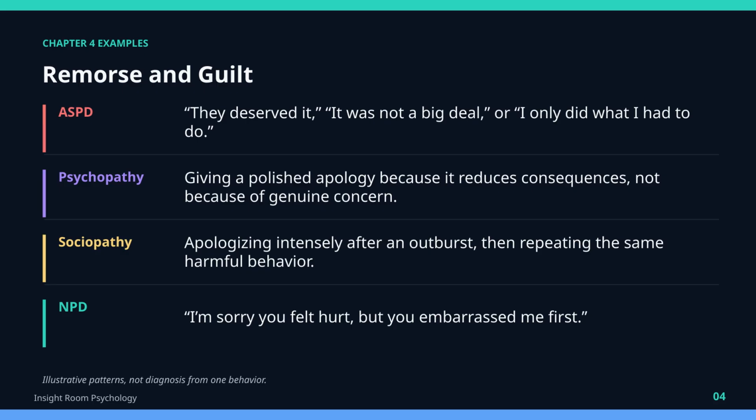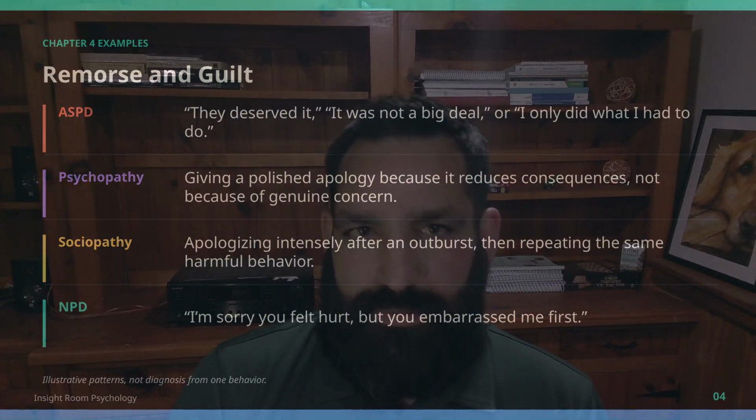With sociopathy, people often assume the person has limited remorse, but again, the term is inconsistent. In some popular uses, the person may show remorse in bursts, especially after an emotional outburst, but the remorse does not translate into sustained behavioral change. For example, someone may cry, apologize intensely, promise to change, and then repeat the same harmful behavior within the next week. With NPD, remorse may be present, but is often complicated by shame, defensiveness, entitlement, and self-justification.